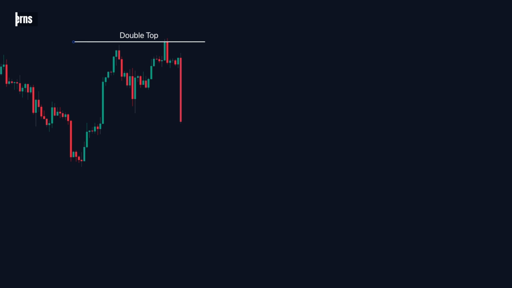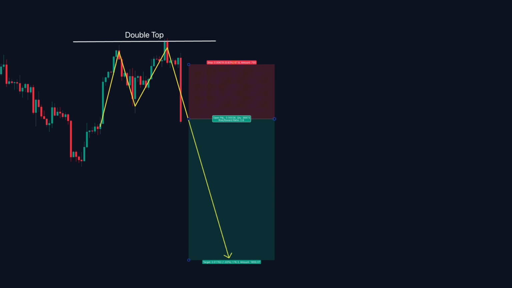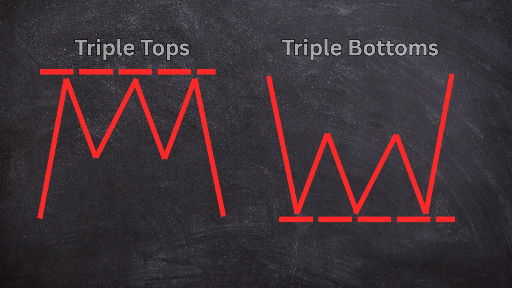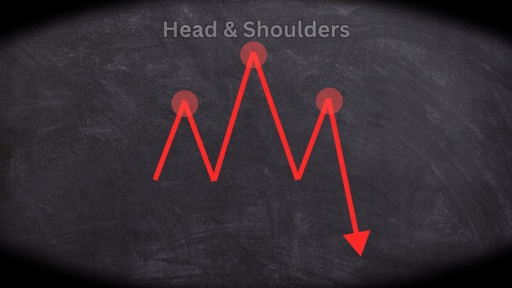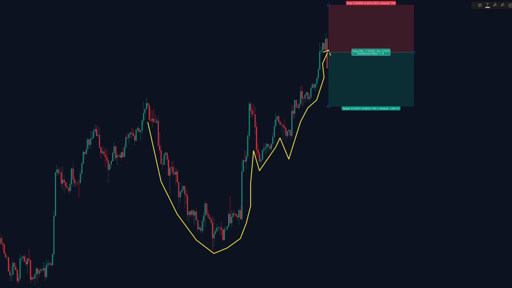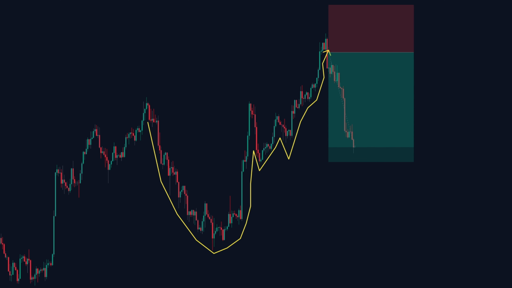Reversal patterns. Now let's flip the story. These patterns signal that a current trend may soon change direction. They help you spot turning points in the market so you're not entering too late or holding too long. Some of the most important reversal patterns include double tops and bottoms, triple tops and bottoms, head and shoulders, and the cup and handle formation. These patterns typically form after extended trends and act as early warnings of trend exhaustion. Recognizing them gives you a chance to catch major moves before the crowd does.